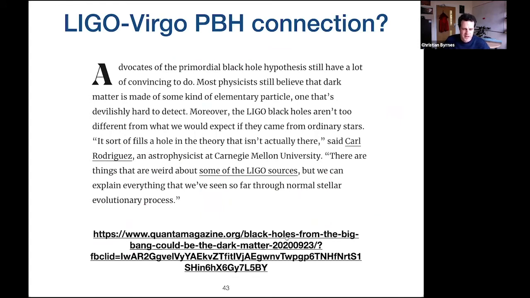Okay, so I've got a quote from a popular science article in Quanta magazine, which is: advocates of the primordial black hole hypothesis still have a lot of convincing to do. Most physicists still believe that dark matter is made out of some kind of elementary particle, one that's devilishly hard to detect. Moreover, the LIGO black holes aren't too different from what we would expect if they came from ordinary stars. It sort of fills a hole in the theory that isn't actually there, said Carl Rodriguez. There are things that are weird about some of the LIGO sources, but we can explain everything we've seen so far through normal stellar evolutionary processes.